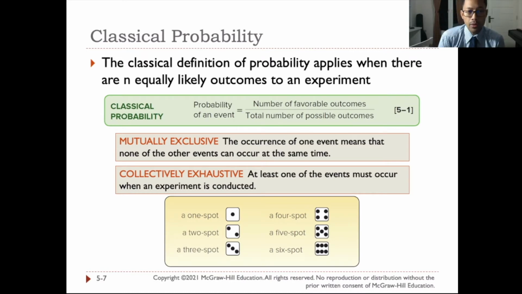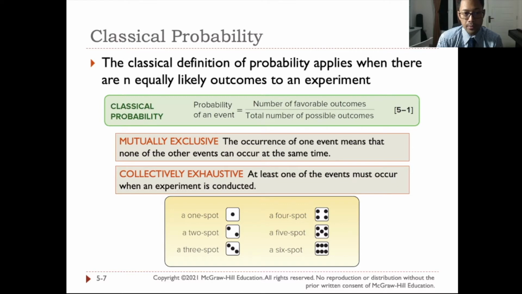So let's talk about several definitions of probability. In particular, we'll start with the classical probability. The classical definition of a probability applies when there are n equally likely outcomes to an experiment. So the probability of an event will be the ratio between the number of favorable outcomes and the total number of possible outcomes. Let's talk about some follow-up definitions.